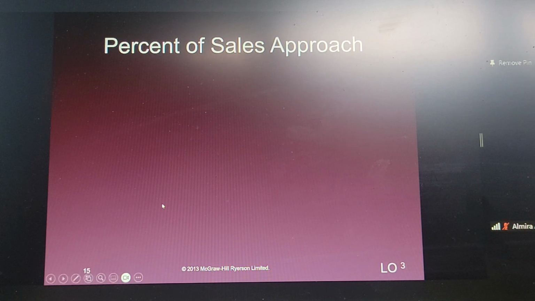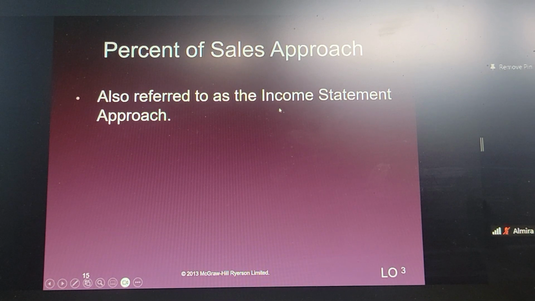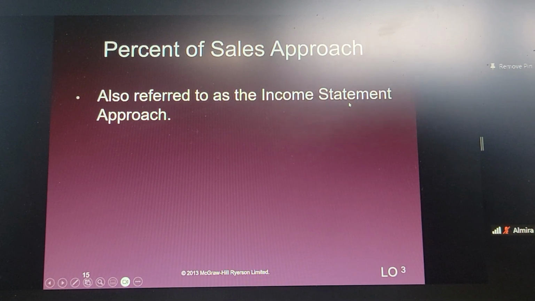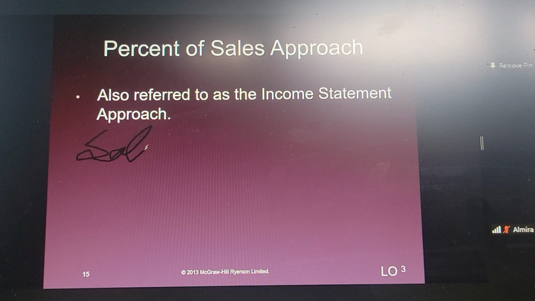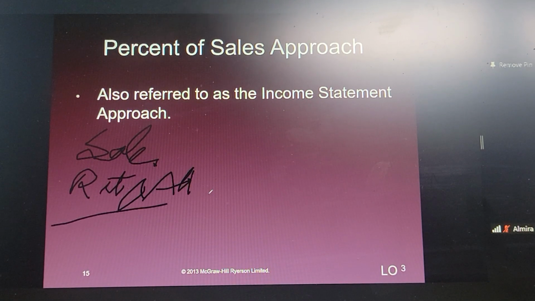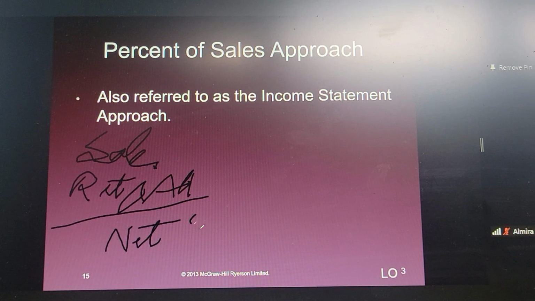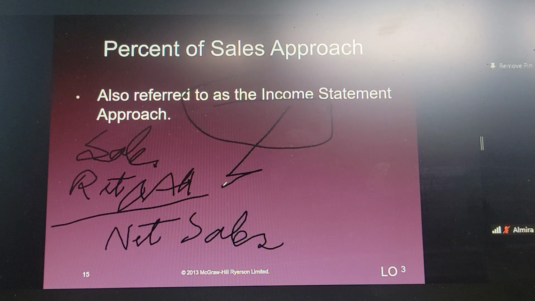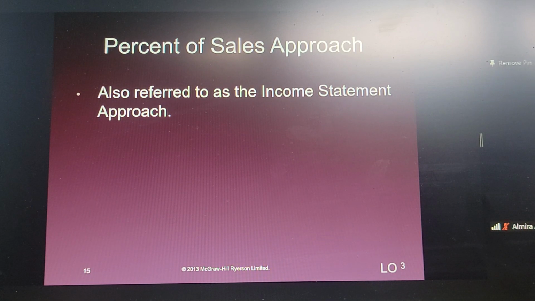Okay. So percent of sales approach, we said it's also referred as the income statement. Why income statement? Because in my income statement, I have sales, I have returns and allowances, and after subtracting them, it will give me my net sales, right? Because this is the income I'm making. So that's the income statement. Now my income is from sales. So that's why it's called the income statement approach.